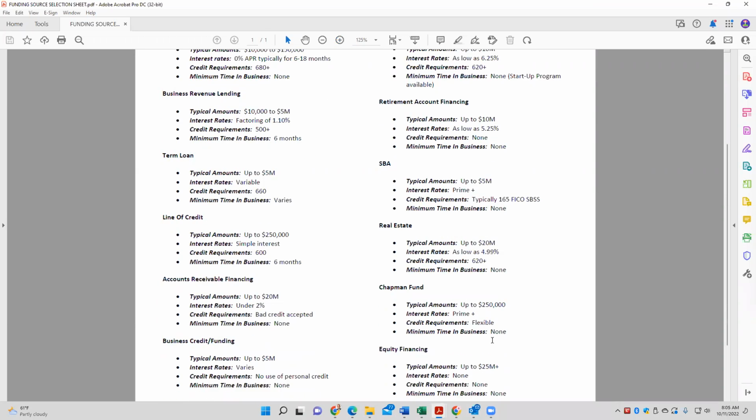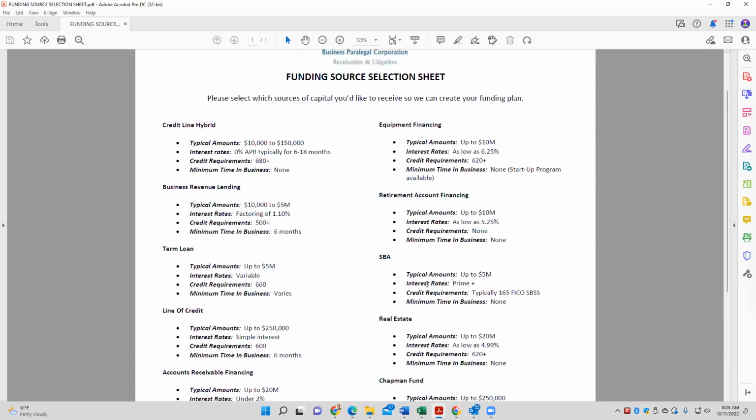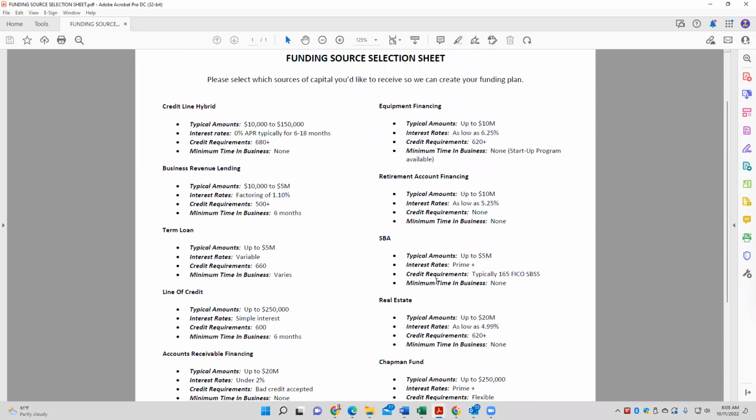So these are listed in no particular order, and we have about 10 or 12 funding categories, if you will. Are there more categories than this? Yes, but these are the most popular.